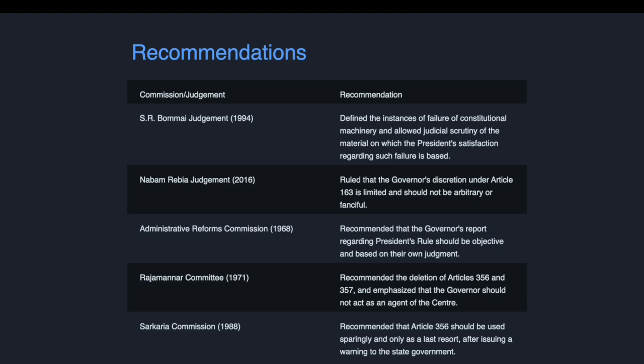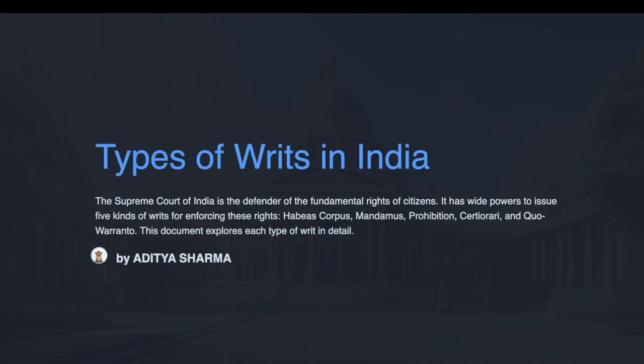Then the Administrative Reforms Commission 1968 recommended that governors' reports regarding President's rule should be objective and based on their own judgment. The Rajmannar Committee 1971 recommended the deletion of Articles 356 and 357 and emphasized that the governor should not act as an agent of the center. The Sarkaria Commission 1988 stated that Article 356 should be used sparingly and only as a last resort after issuing a warning to the state government.